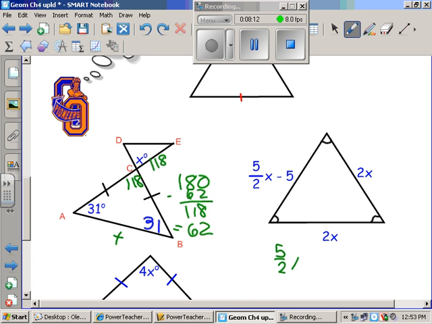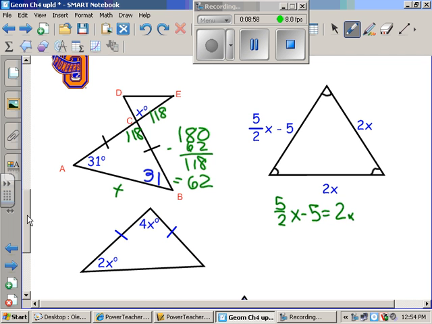5 over 2x minus 5 equals 2x. You know, these two don't have a fraction. Why can't I just use those two? Why, Gabby? Okay, but they all equal each other, right? Well, what would happen if I set these two equal to each other? Yeah, we just cancel each other out, right? It would work, it's true, but it wouldn't be able to solve for x, right?